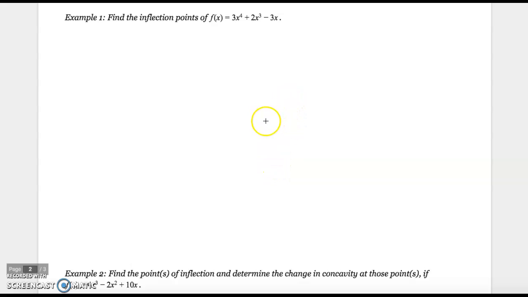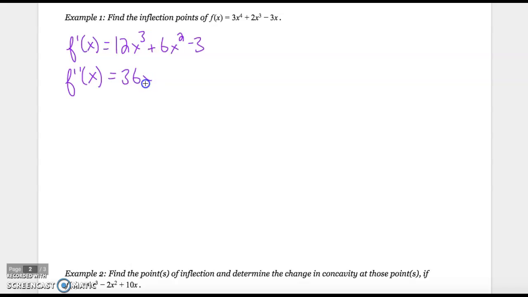All right, so here is our first example. So we want to find the inflection points of this function, which means the first thing we need is my second derivative. So this will give me 12x to the third plus 6x squared minus 3. So that's my first derivative. My second derivative is 36x squared plus 12x.